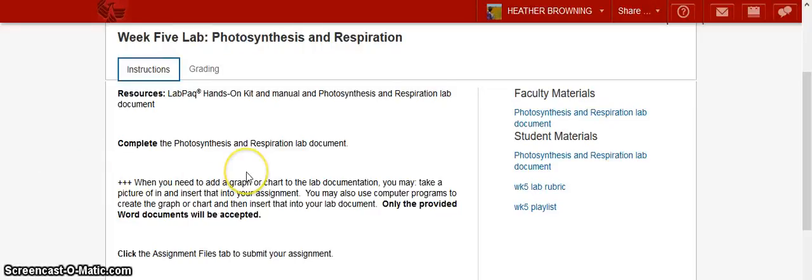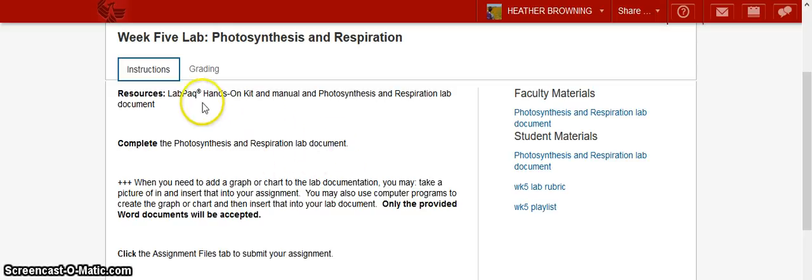Hey y'all, so now we're doing the week 5 photosynthesis and respiration lab. There's only one lab this week, so hopefully that makes life a lot easier. Just make sure you're on top of it and that you don't just say, oh, it's only half the work. It's going to be different, so be prepared, okay?